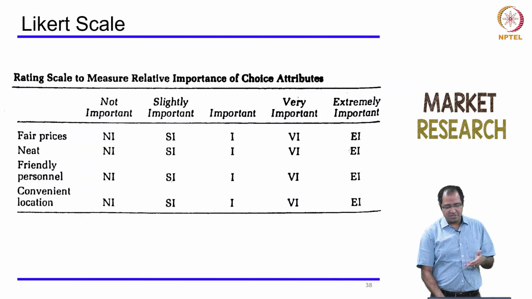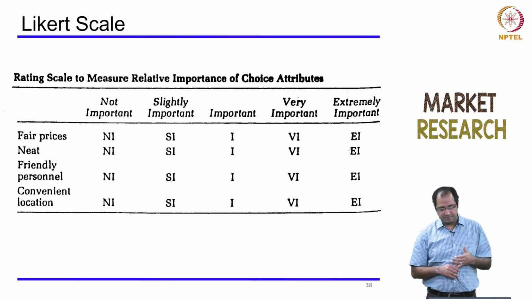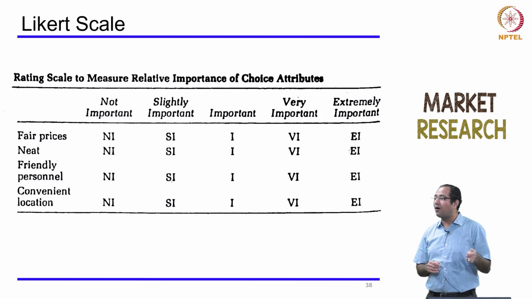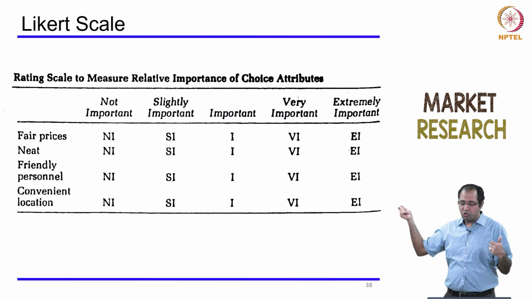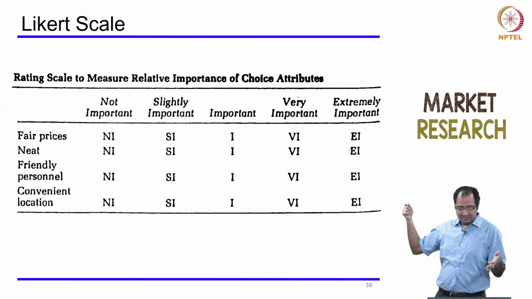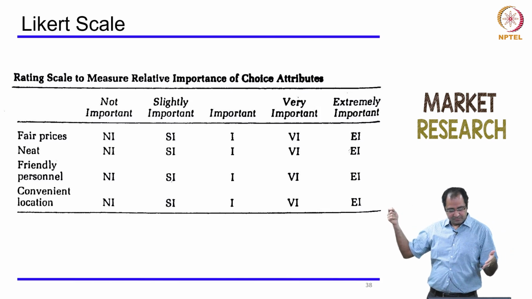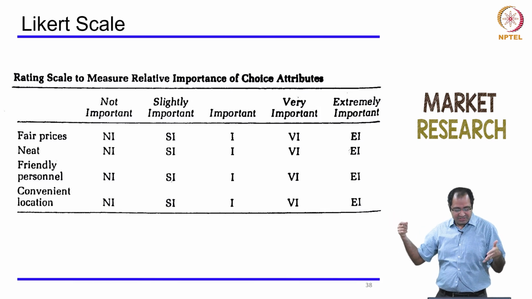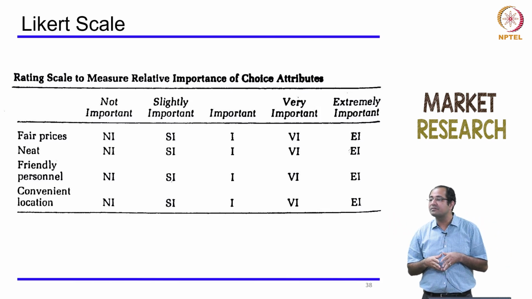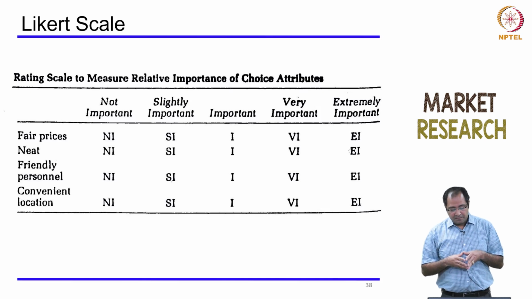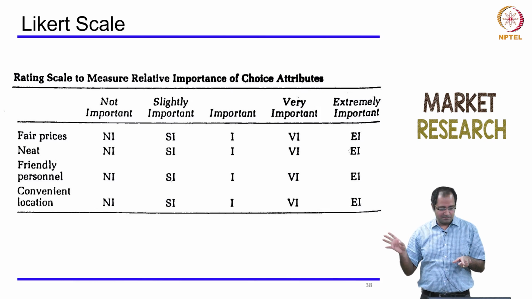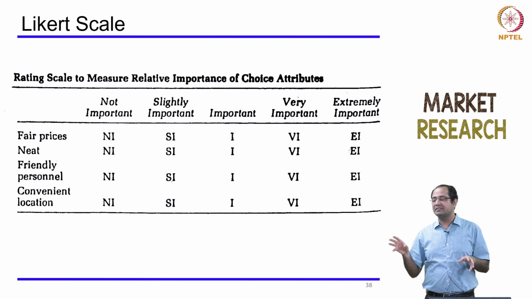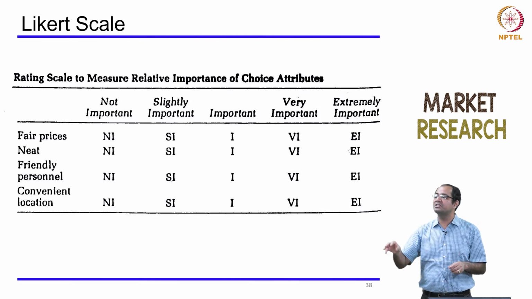There are others, to measure relative importance of choice attributes. So what is happening in this case? Although you are looking at relative importance, you are using the rating. If you look at choice attributes related to, let's say, a particular business, restaurant: fair prices, neat, friendly personnel, convenient location. Now in this case, actually, this is not a multi-statement scale to measure one particular concept.